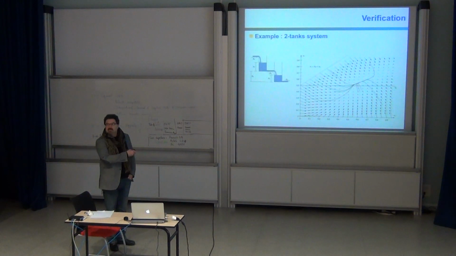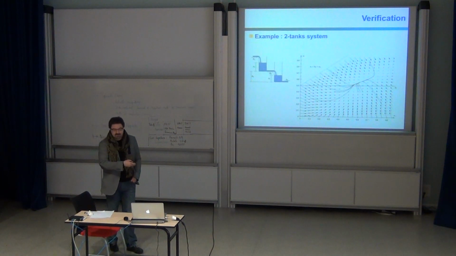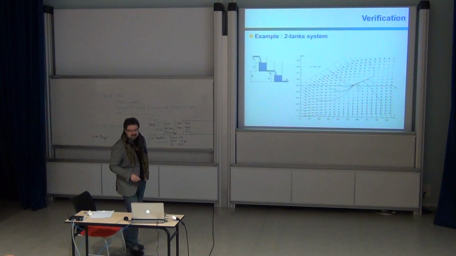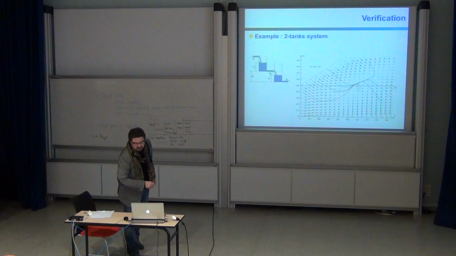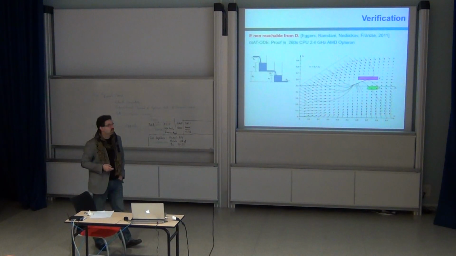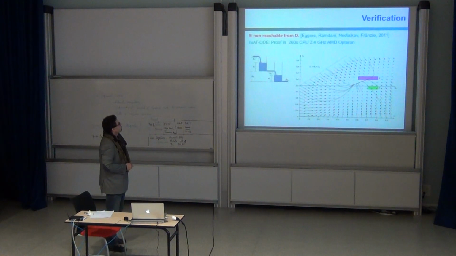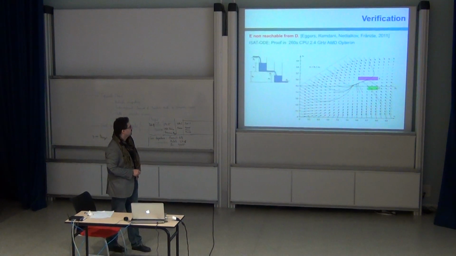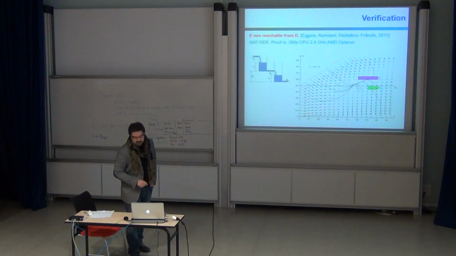reachability tool, I didn't tell you how it works, but I will tell you later. But using our reachability tool combined with the iSAT solver, a satisfiability solver, we could prove that any trajectory starting from this D set in green could never reach the E set in purple. Okay? So they had computation times and the computer that has been used for this.